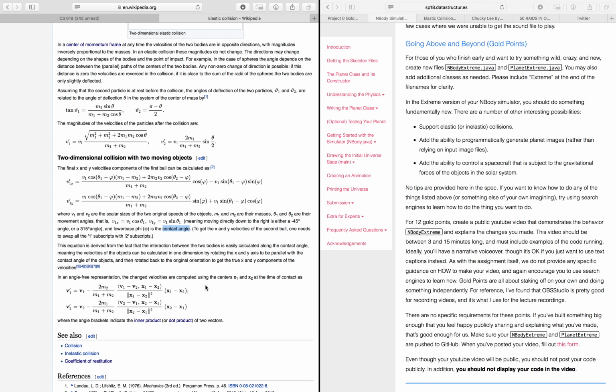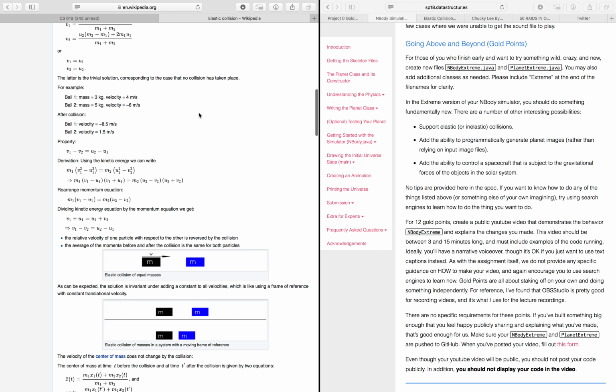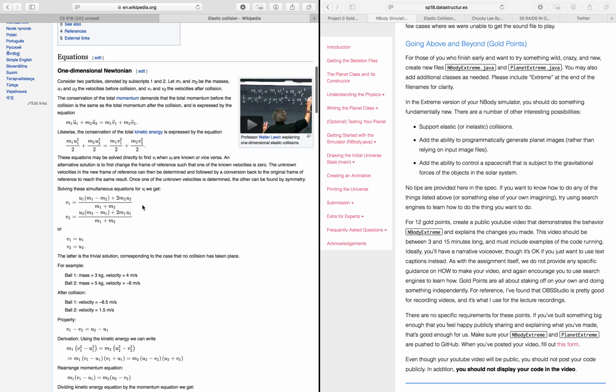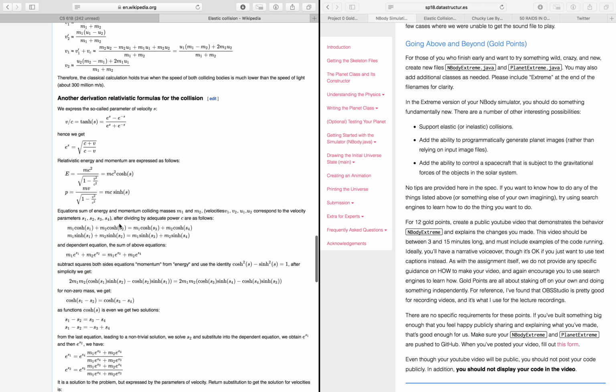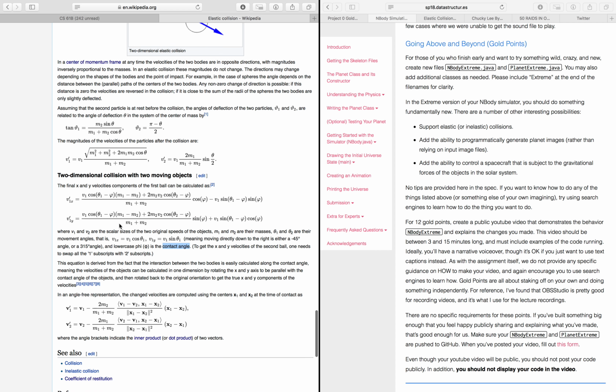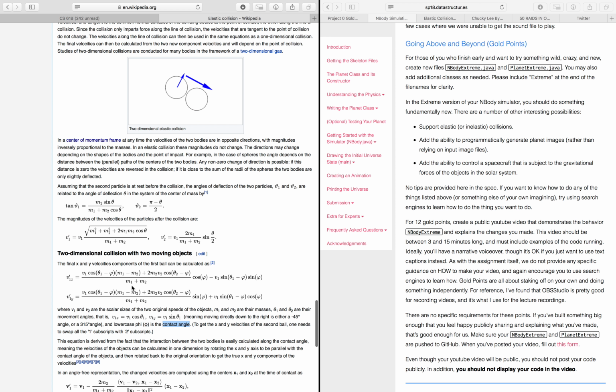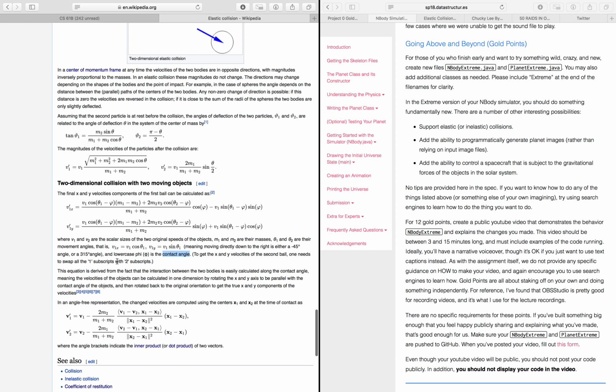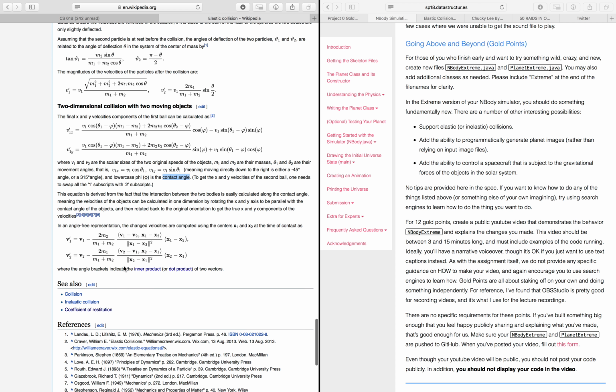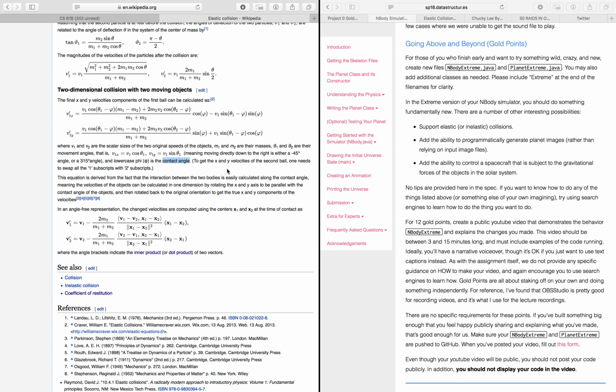The first thing I did was basically look for an equation for elastic collisions, and I started with the one-dimensional Newtonian one, but I realized that I needed a two-dimensional Newtonian one, and there's two versions of that one. You can either use the one that uses angles or the one that uses vectors. I started with the angle one, but I couldn't figure out how to calculate the contact angle. I think I had an idea, but I didn't know if it was going to work, so I just switched to the vector one.